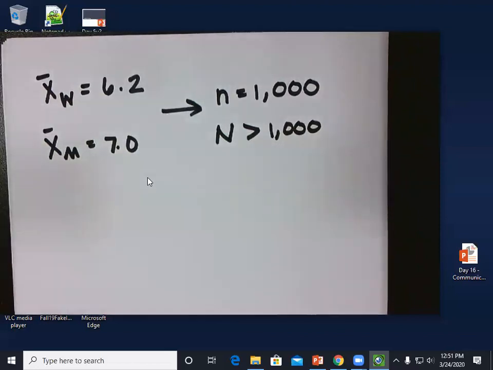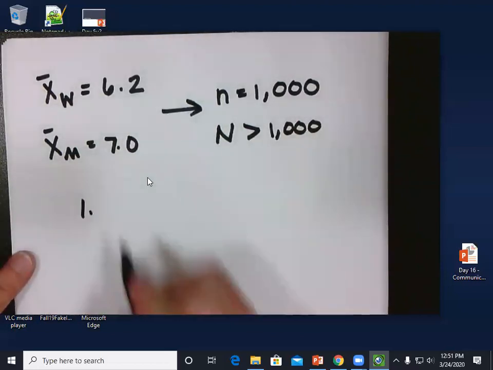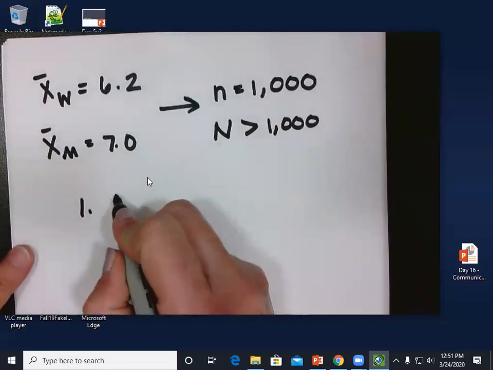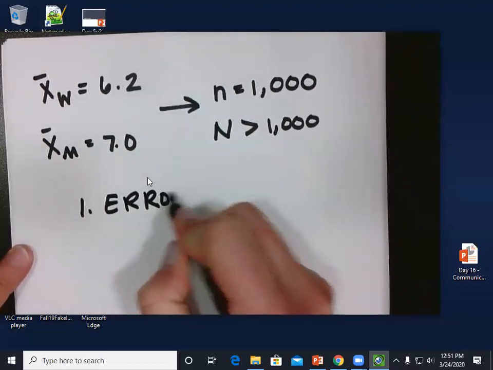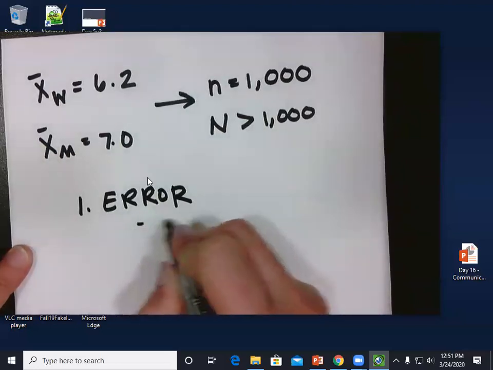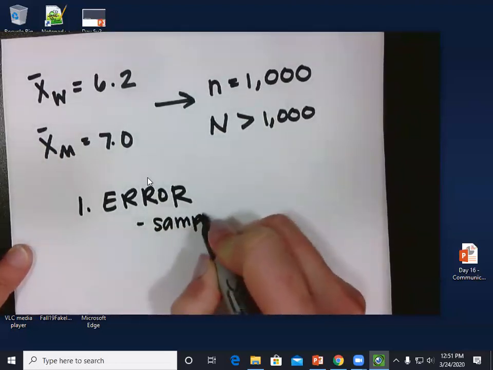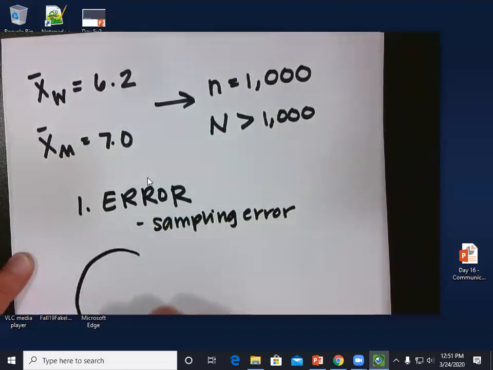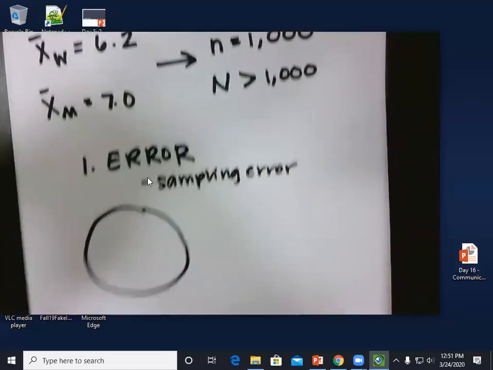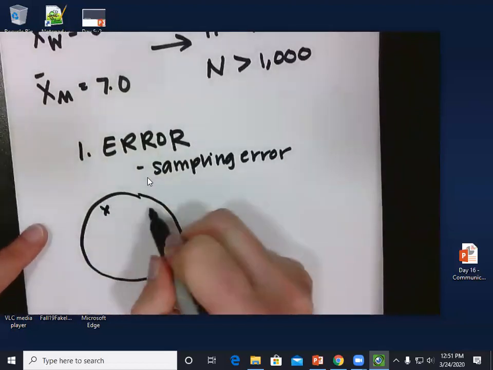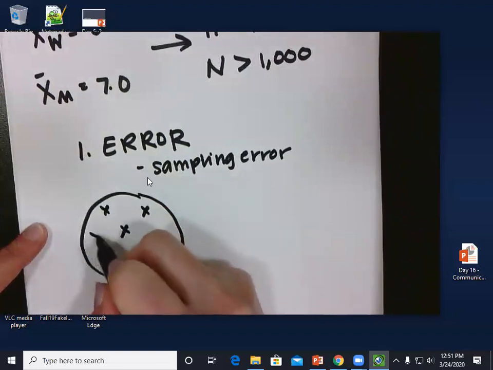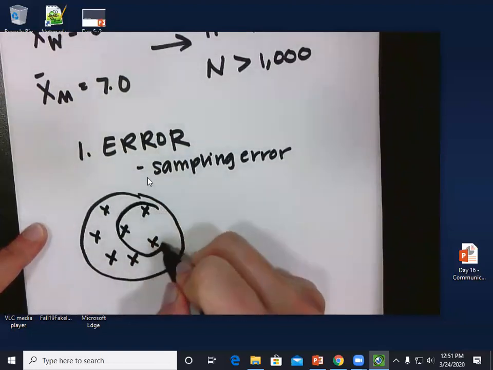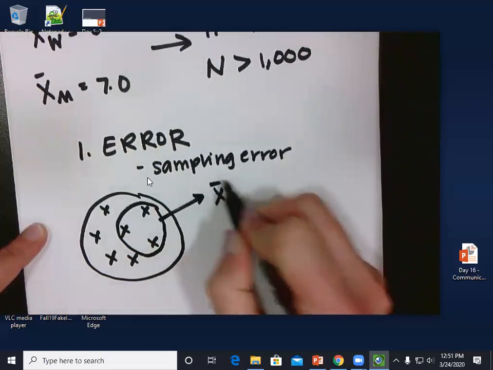Now there are at least two reasons why we could find this result in our data set. The first possible reason is error. Remember we talked about sampling error: we have a population of people. Let me adjust this camera. We have a population of people, and we draw some subset of that population and we get their answers.